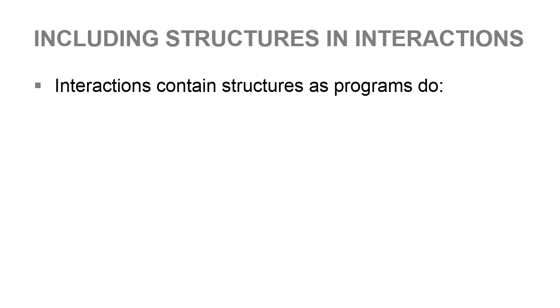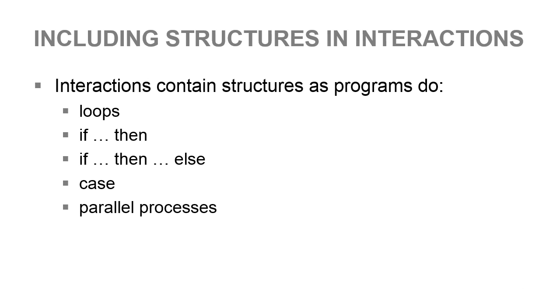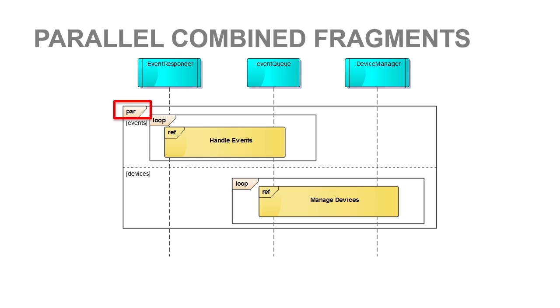As you might expect, if you're modelling interactions in systems that are going to be implemented as computer programs, there are going to be places where you'll want to include the kind of structure that you get in programs, loops and if statements, for example. Combined fragments allow you to group together message sequences in interactions that represent loops, if-then statements, if-then-else statements, case statements, parallel execution of code, and a number of others. We'll start with parallel execution.